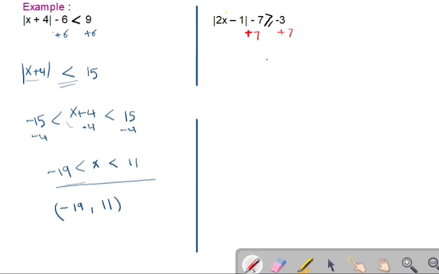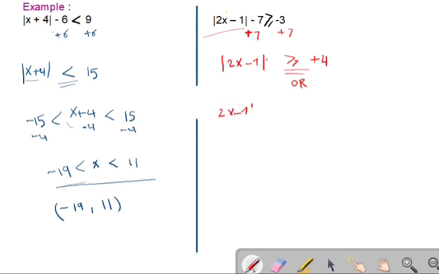Let's take another example: the absolute value of 2x minus 1, minus 7, is greater than or equal to minus 3. First, we need to isolate the absolute value expression, so we add 7 to both sides of the inequality. Now we have the absolute value of 2x minus 1 greater than or equal to minus 3 plus 7, which is 4. So it's a positive number. We proceed by removing the bars of the absolute value expression. In this case, it's greater than, which means a compound or combined inequality, as we have learned previously. So we have two inequalities.